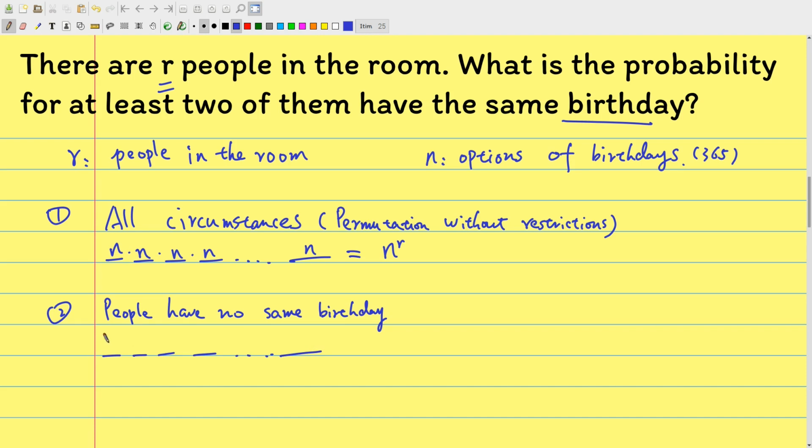If for the first person, the person has n options. For the second one, because the second person cannot have the same birthday as the first person, it should be n minus 1, one less option. Okay, then the third person cannot have the same birthday as the first and second one, so n minus 2. The options are getting less, right? n minus 3. Keep going. How many options does the R-th person have? n minus R plus 1, right? Okay. So we get a formula.